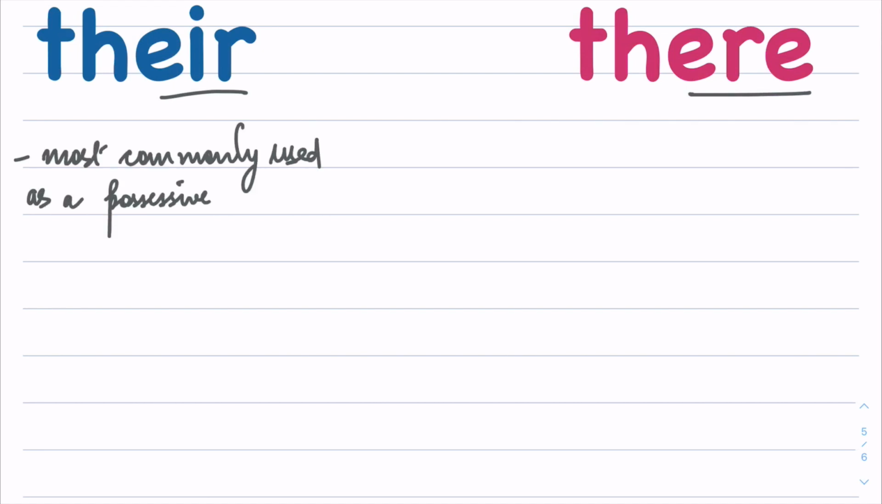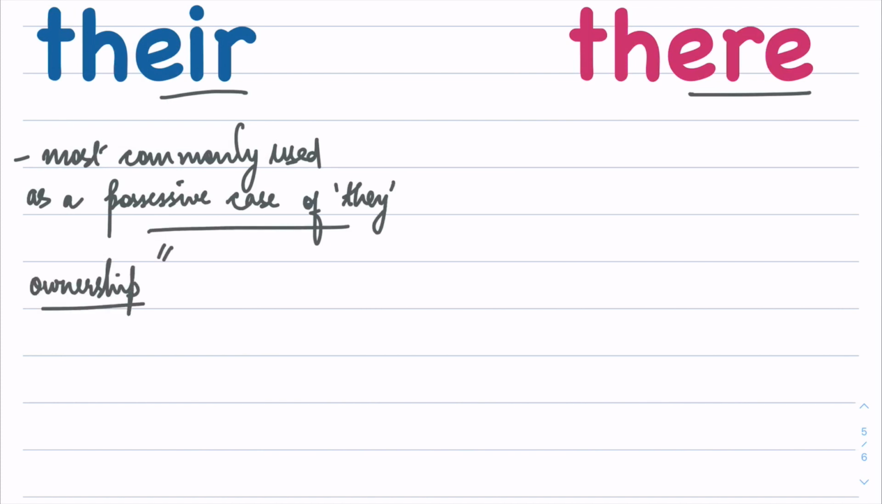The first is spelled with an EIR and the second with an ERE. So what is the difference between the two and how do we ensure correct usage each time? Their is most commonly used as a possessive case of the word they, which means that it shows ownership. Let's look at a few examples.